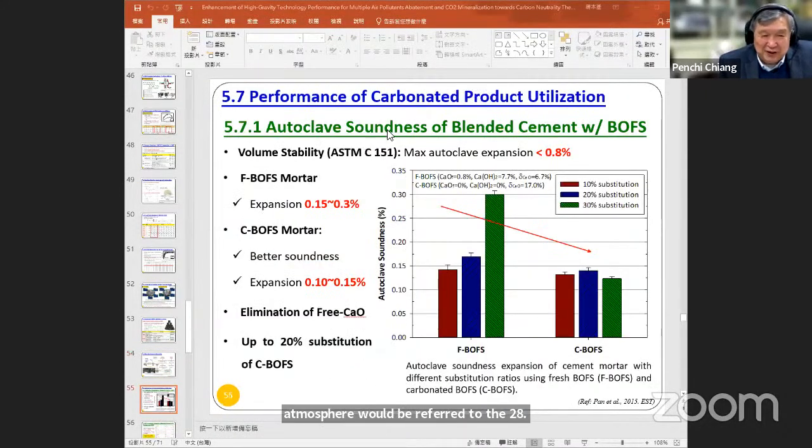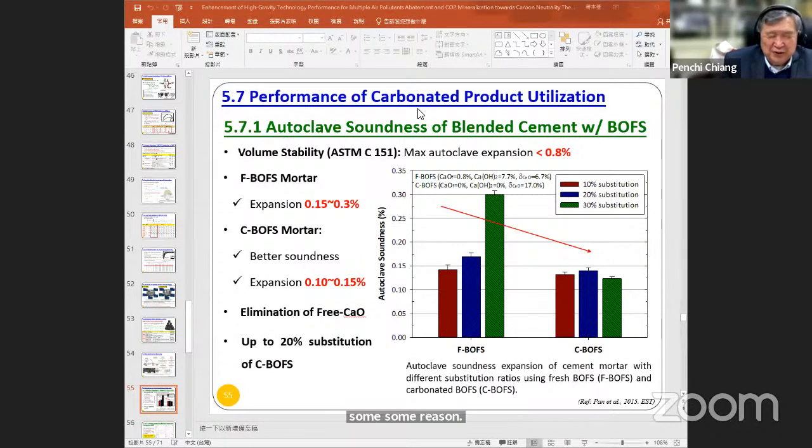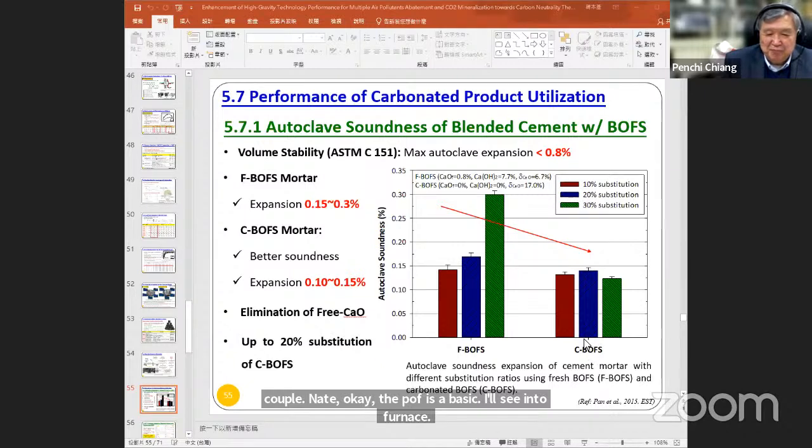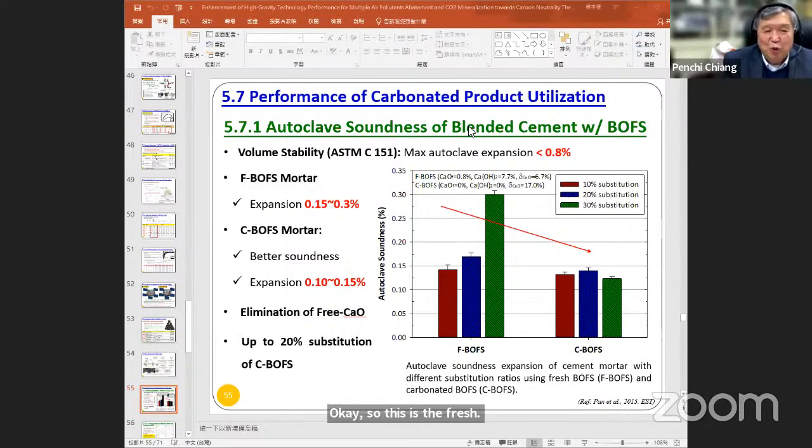Then we have the autoclave measurement. This is a very typical one, based on our study. CBOF means carbonated steel making slag. BOF is the basic oxygen furnace, a typical steel making process. This is the fresh one. That means the steel making slag is already accepted as a construction material.